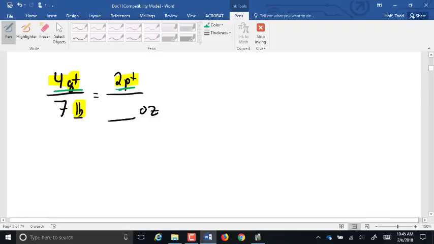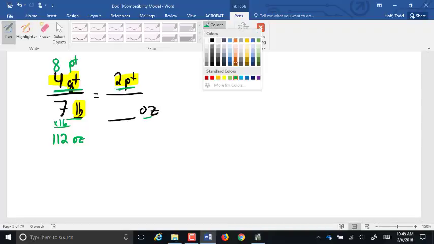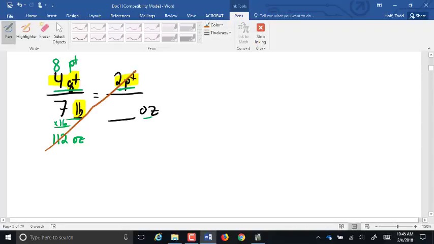4 quarts is how many pints? 8. There are 2 pints in a quart, so 4 times 2 is 8 pints. I also have to convert the pounds and ounces. 7 pounds is how many ounces? Well, 7 times 16 is 112 ounces. So now, once again, we will cross multiply and divide. 112 times 2 divided by 8 is 28. Does that look right? Ounces. Perfect.